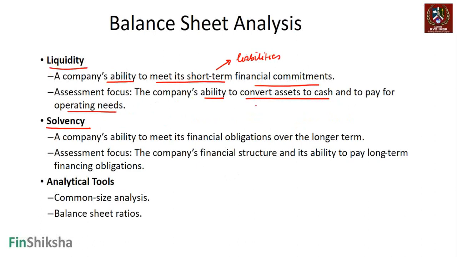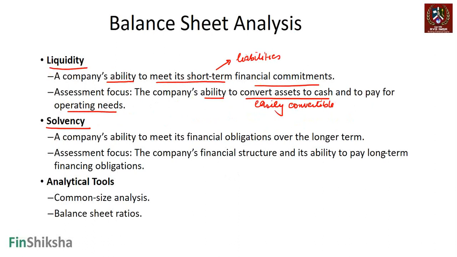What are the assets that are easily convertible to cash? How quickly can you convert those to cash? What is the number of those assets that you have with respect to your liabilities? And then try and extend that analysis in terms of how good or bad that liquidity situation is. That's the first part of the analysis.